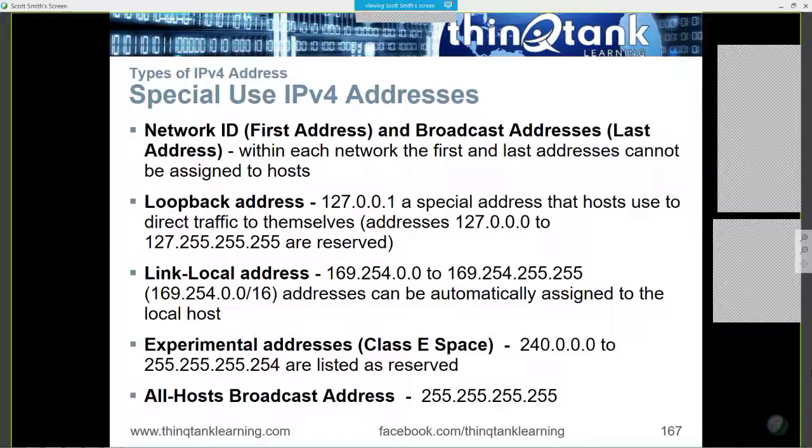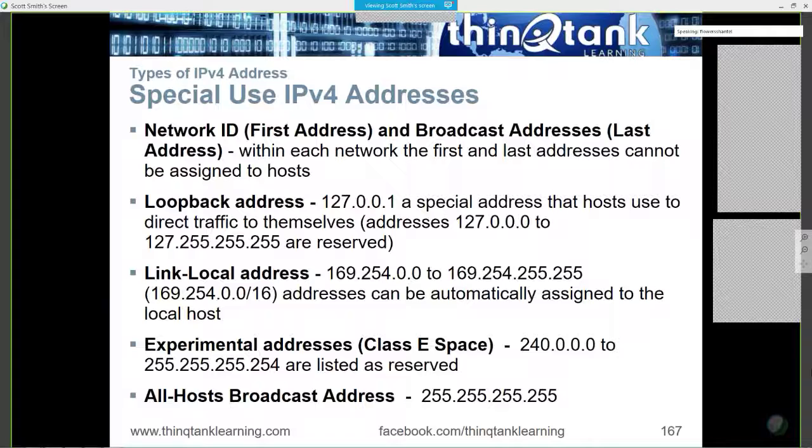If a client doesn't have a static IP and it can't get to DHCP, it will actually assign itself a 169 address. For the most part, this is considered to be useless. Okay? Although it does have a function defined.